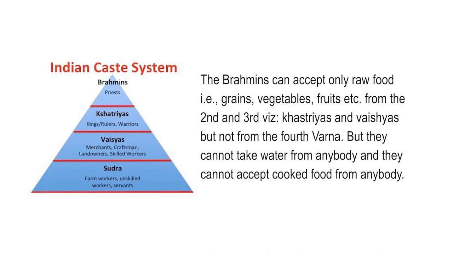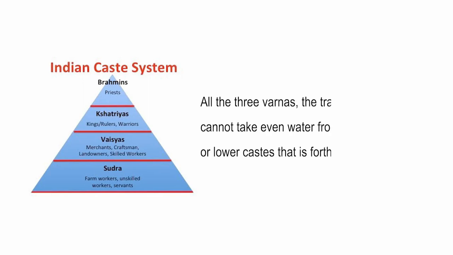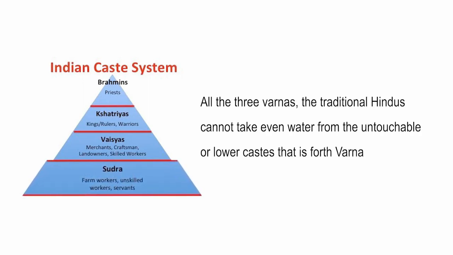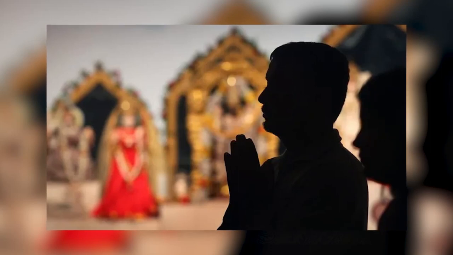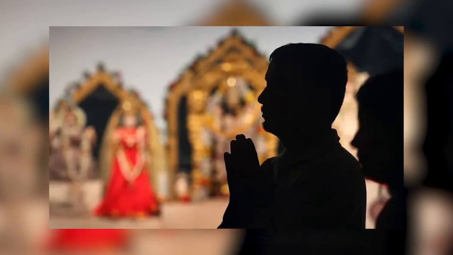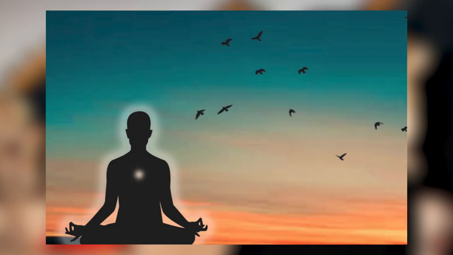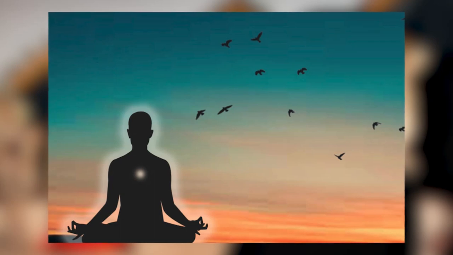But they cannot take water from anybody and they cannot accept cooked food from anybody. The other two Varnas, the Kshatriyas and Vaishyas, can take cooked food from Brahmins, but Kshatriyas cannot take cooked food from Vaishyas. All the three Varnas, the traditional Hindus, cannot take even water from the untouchables or lower caste, that is the fourth Varna. Normally, as a rule, Orthodox Hindus will never eat cooked food unless it is prepared by a fellow caste man, which in actual practice means a member of his own endogamous group, whether it be caste or subcaste, or else by his Brahmin guru or spiritual guide.